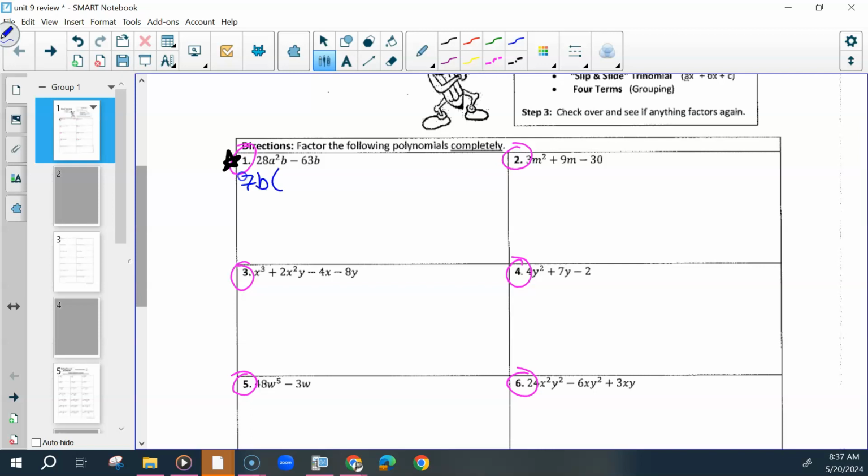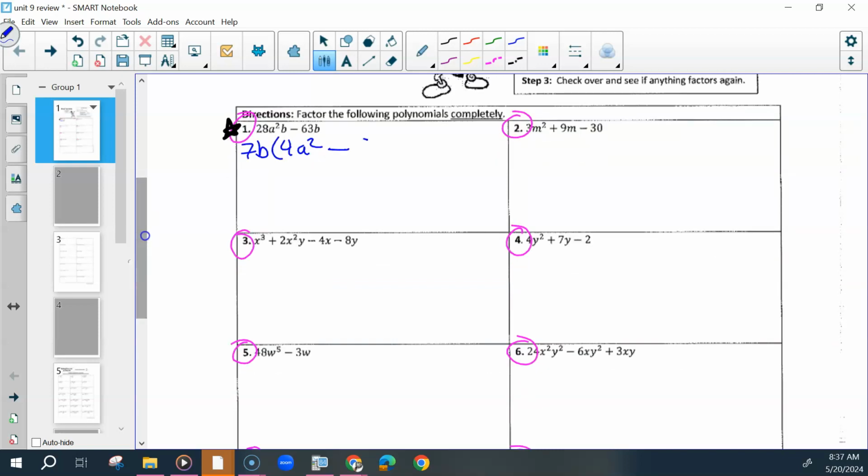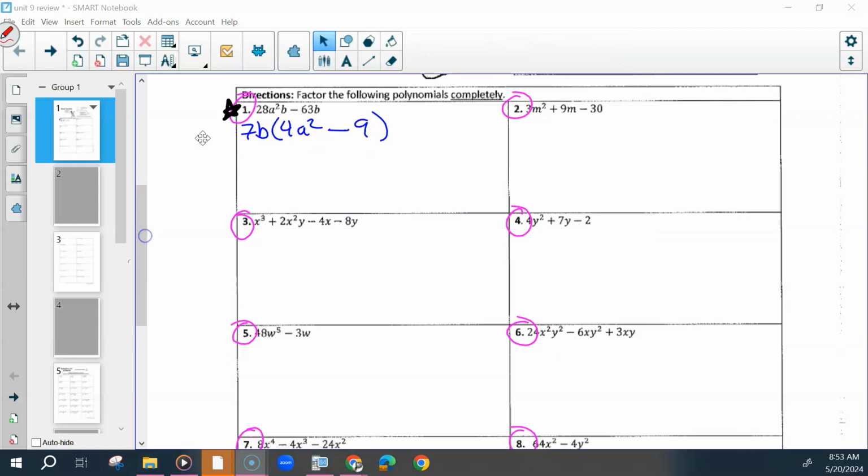So if I'm dividing both of these by 7b, this would be 4a squared, the b's would cancel, minus 9. And then you always need to double check, can you do anything else with whatever's left? So again, I have two terms. You have to look at this and see if you can do anything more with it, GCF or difference of squares. This one does not have a GCF, they don't have anything in common. But these are perfect squares.